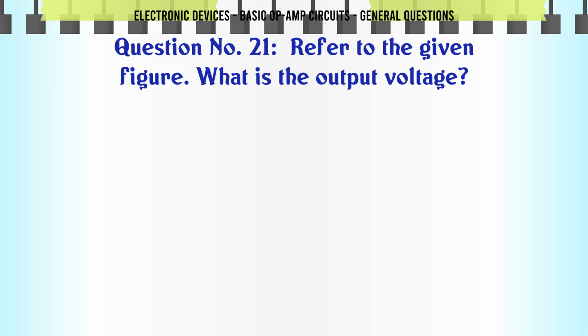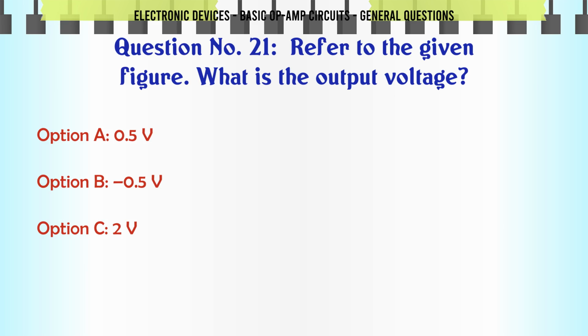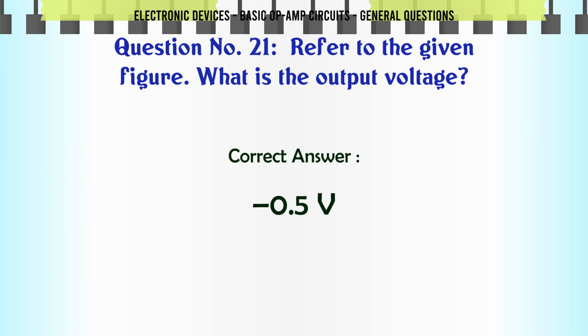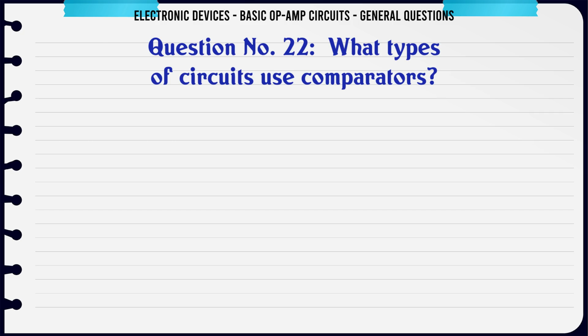Refer to the given figure. What is the output voltage? A. -0.5 V, B. 0.5 V, C. -2 V, D. 2 V. The correct answer is 0.5 V.